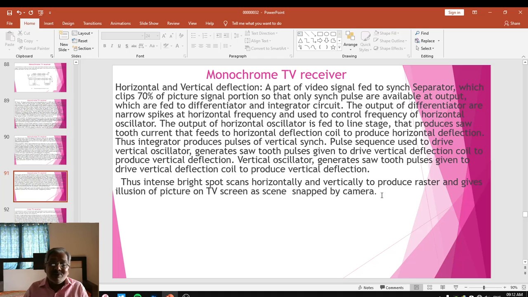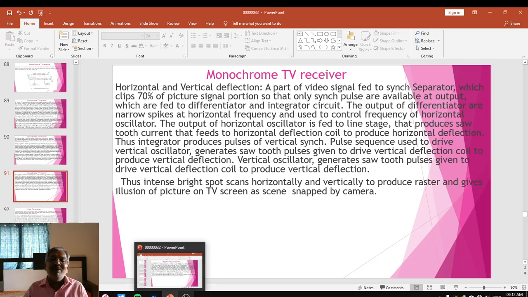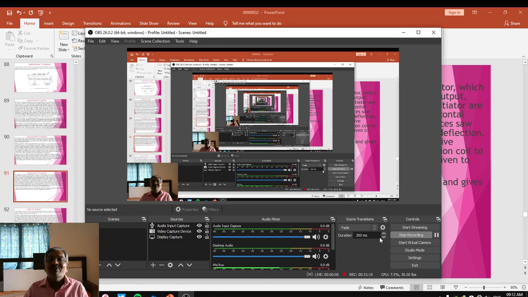Friends, this is how the monochrome television receiver works, processes the signal received from the transmitter and produces it in the form of the picture raster on the television screen and also the acoustic sound signal at the speaker. Next time we'll go for the color television receiver with slight changes in this particular block diagram.